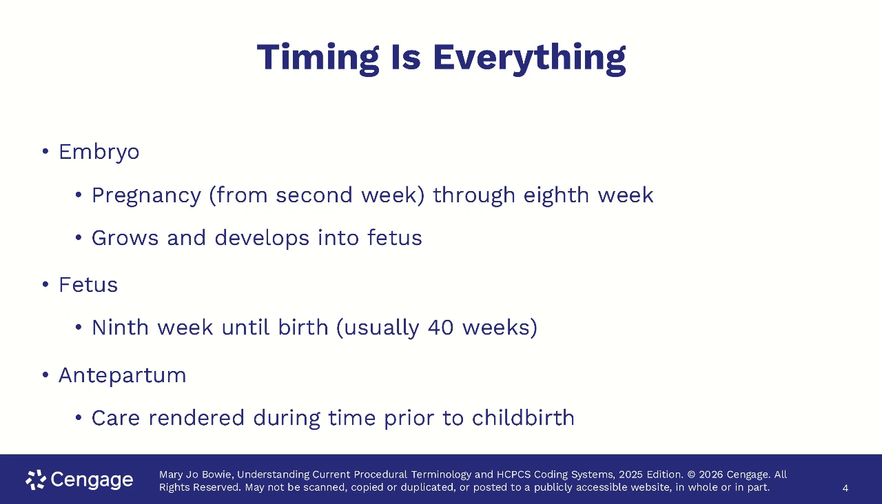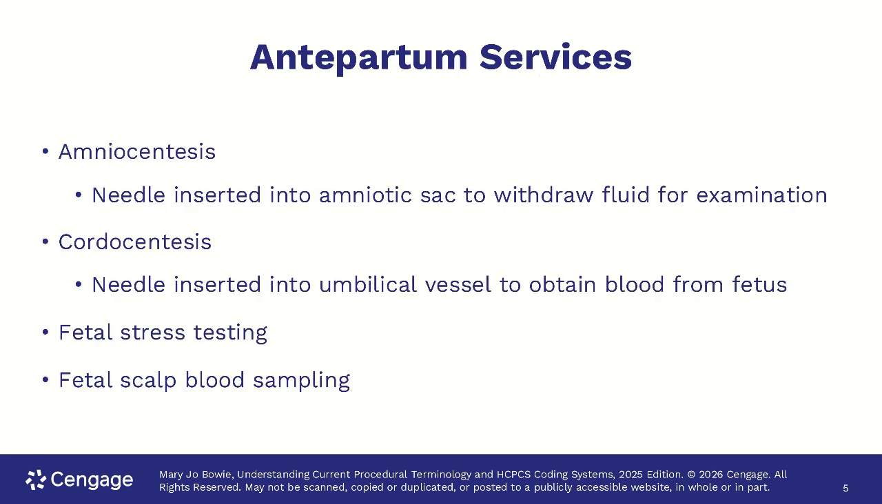Now, timing is everything when it comes to this specialty. And so there are a couple of terms you need to be familiar with. An embryo is the pregnancy from second week through the eighth week. This is where the embryo grows and develops into a fetus. A fetus is the ninth week until birth, usually 40 weeks. And then lastly, we have antepartum, and that's the care that is provided during the time prior to the day that the baby is born.